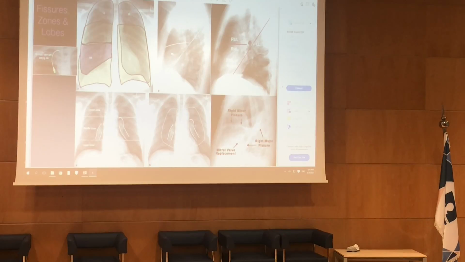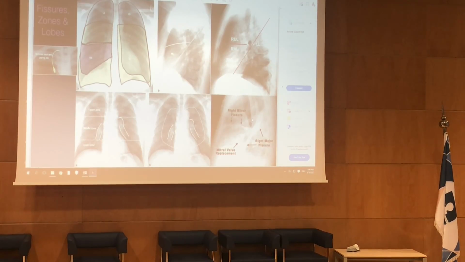The azygos lobe is a normal variant, and it's not actually a lobe. It's just an interface of lung and an azygos vein that forms this structure, and sometimes it gets more thickened when there's fluid in the lung.